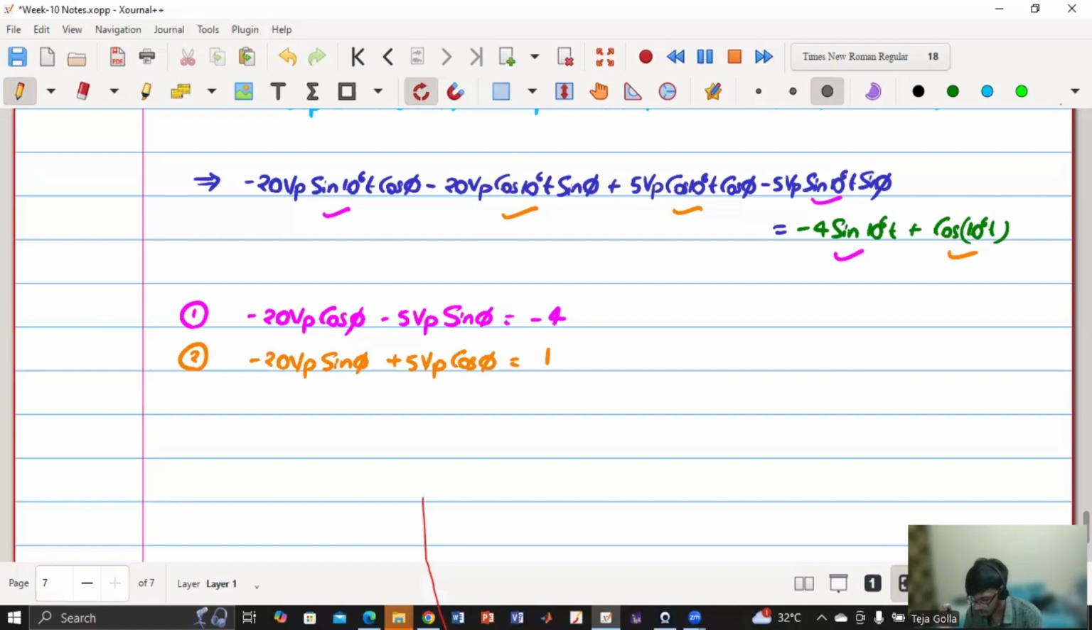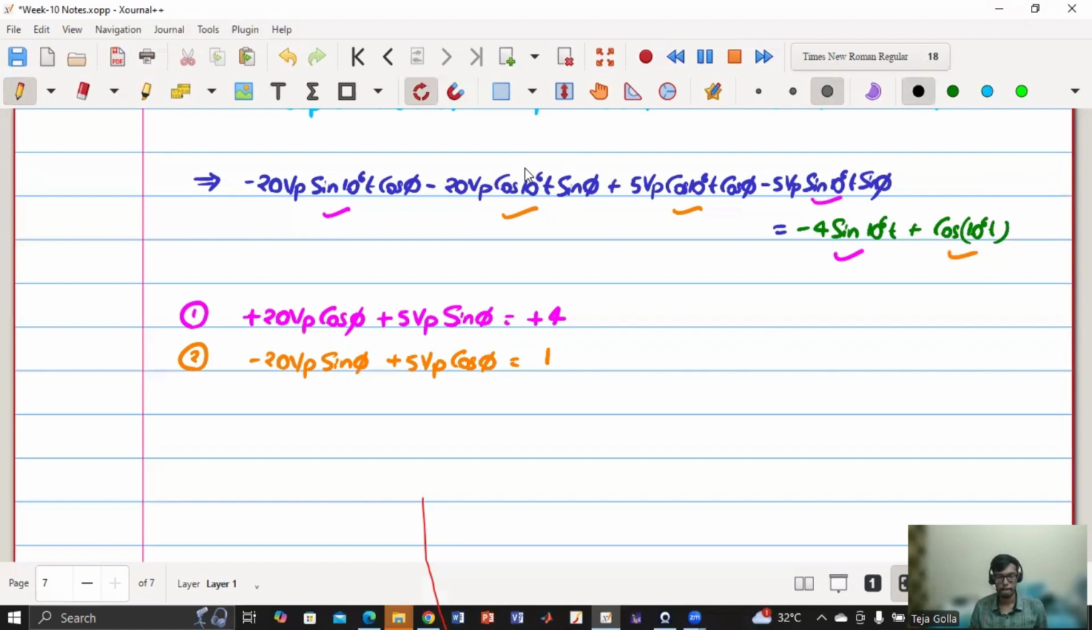So now, how to solve? Any idea? First of all, we can make this plus because minus is there. Plus plus plus. Okay. Any idea or any thoughts how we can solve this? Anyone? Because we have two equations, two unknowns, and that is sine and cos. Anyone, any thoughts?